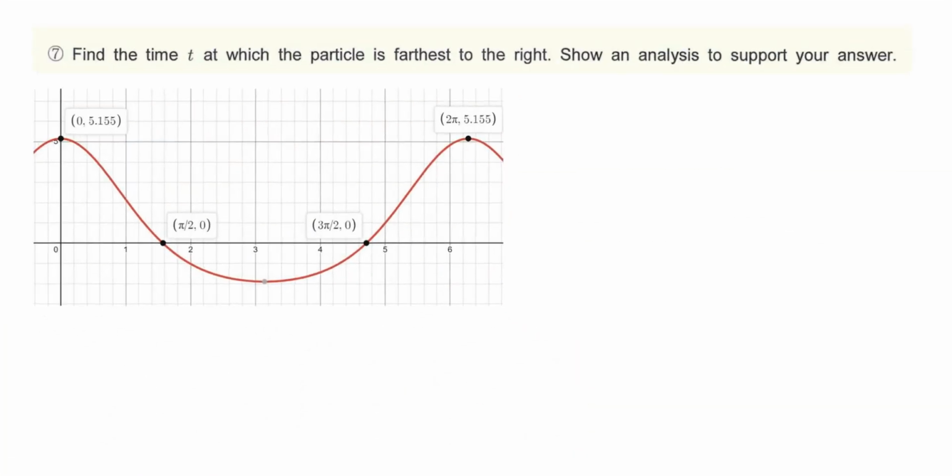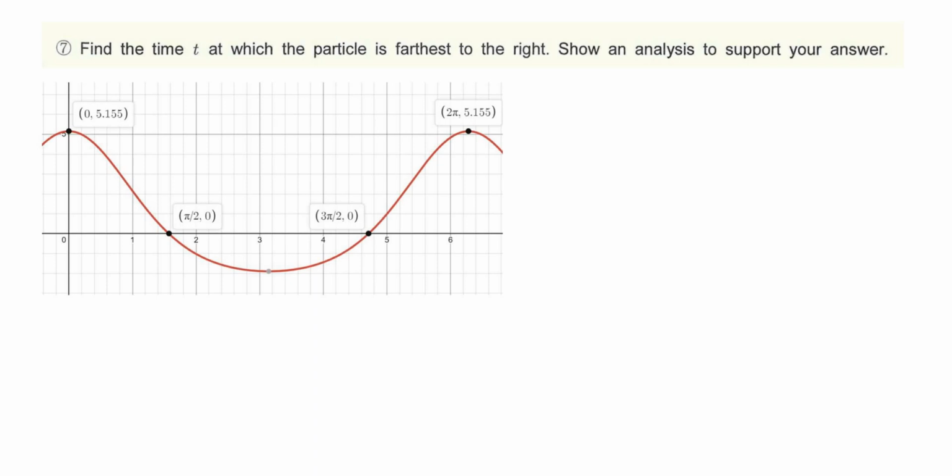The last question here is: find the time t at which the particle is farthest to the right. Show an analysis to support your answer there. Okay, so what we need to do is, I've actually found certain time values right here. And for these 4 time values, you basically want to find out where your particle is at those time values. So we want to find out where your particle is at the beginning at time t equals 0. And remember, this is your velocity function.